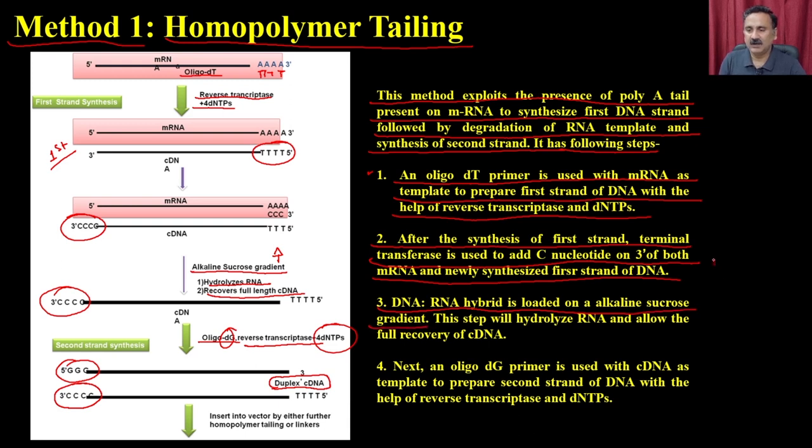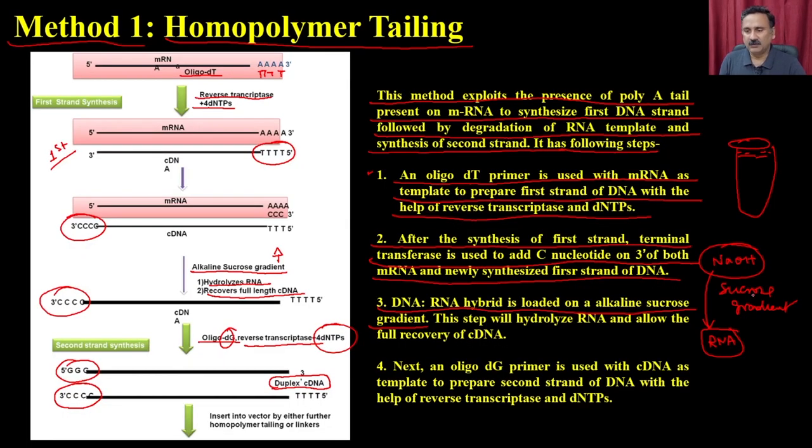The alkaline sucrose gradient contains NaOH, and it has the sucrose gradient. So what will happen when you load this RNA-DNA hybrid onto an alkaline sucrose gradient that contains NaOH is that NaOH is going to degrade the RNA, because it acts on the 2 prime hydroxyl and forms a cyclized product, and that is how it degrades the RNA. Whereas DNA does not contain the 2 prime hydroxyl, so it is not susceptible to alkaline lysis.